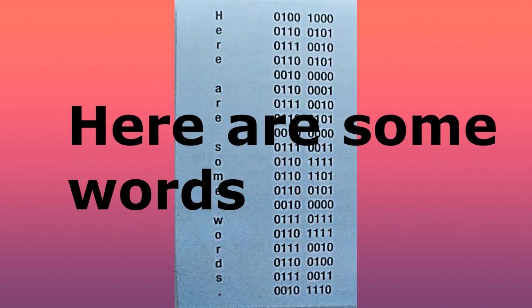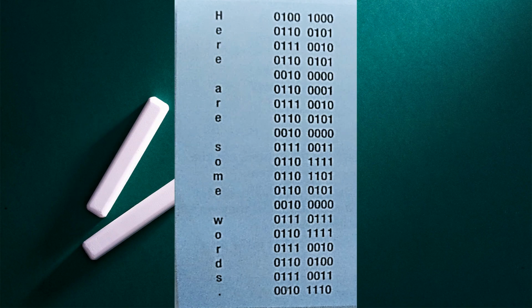Consider the following sentence. Here are some words. This sentence may look like a string of alphabetic characters to you, but to a computer, it looks like a string of ones and zeros. Look at the attached picture.